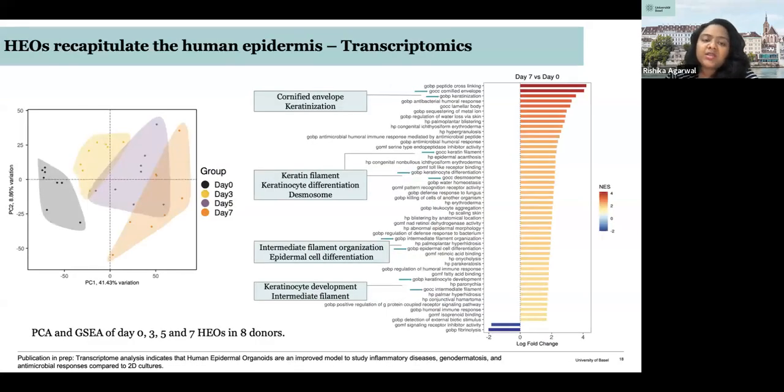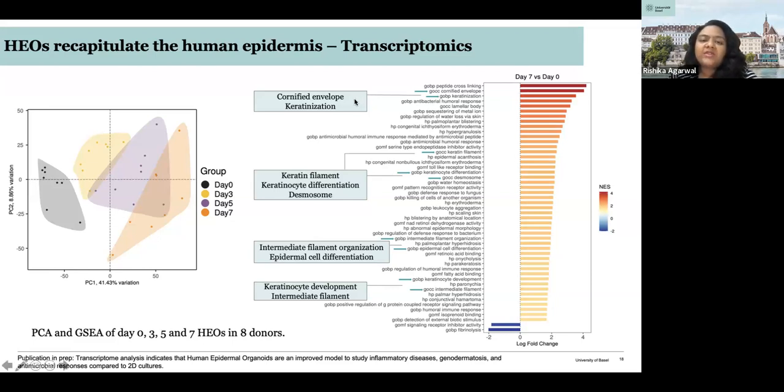We also looked into transcriptomics. And so what we see is that as the organoids progress from day 0 to day 7, they cluster differently, indicating that there are different groups of genes that are upregulated as the cells go from a 2-dimensional structure to a 3-dimensional structure.